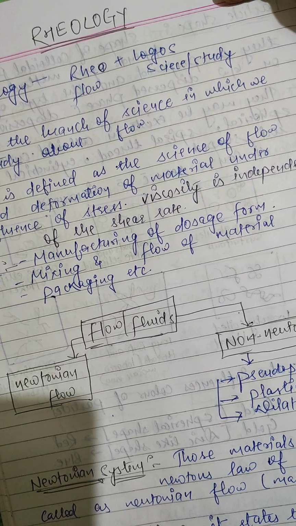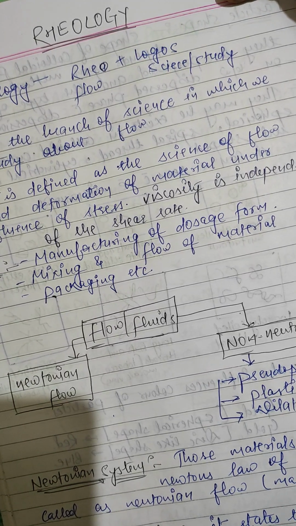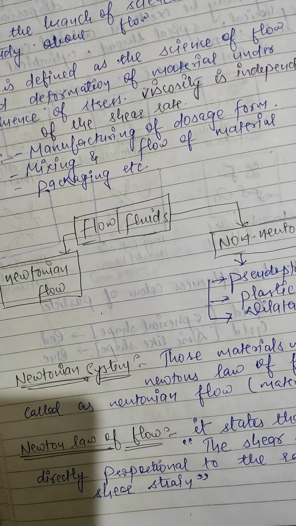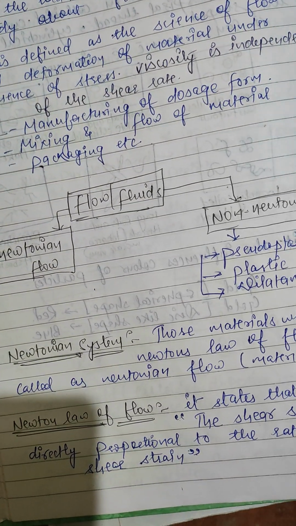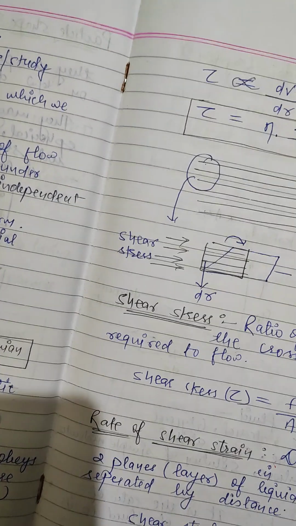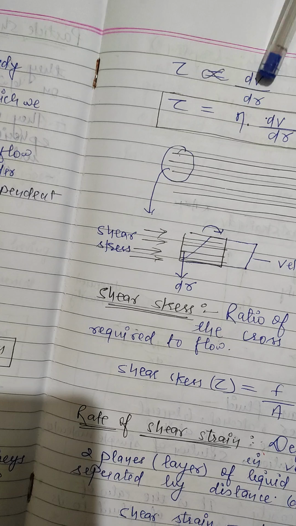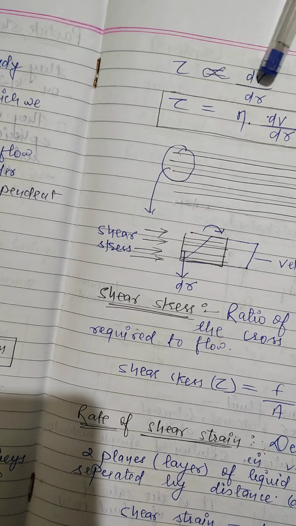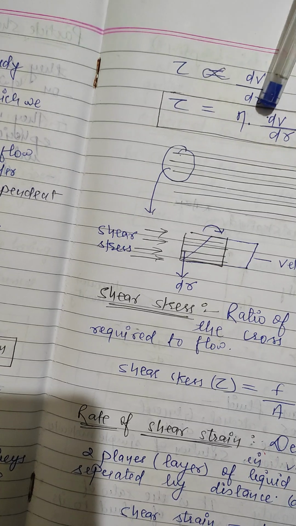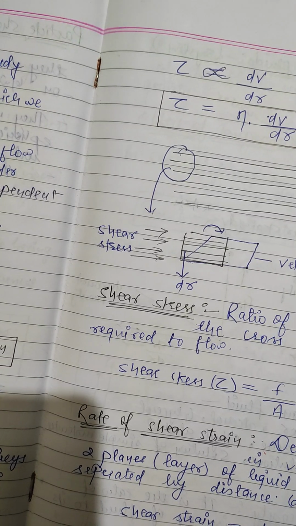And what is Newton's law? Newton's law states that the shear stress is directly proportional to the rate of shear strain, that is tau. We saw it yesterday, tau is directly proportional to dV by dr, and removing the proportionality by a constant, it becomes eta. Tau is equal to eta dV upon dr.